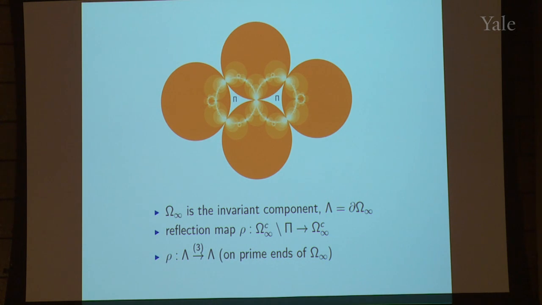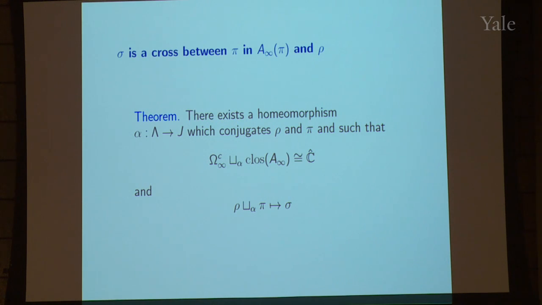So it's self-explanatory, right? You have four circles, but now you have tangent points, and the white curve here is the limit set. But now we have only one invariant component, the outside region, but we can still define the reflection map, which is a three cover on prime ends of this invariant component. And the reflection map is a cross between the reflection map in the Kleinian group and the polynomial in its basin of attraction to infinity.